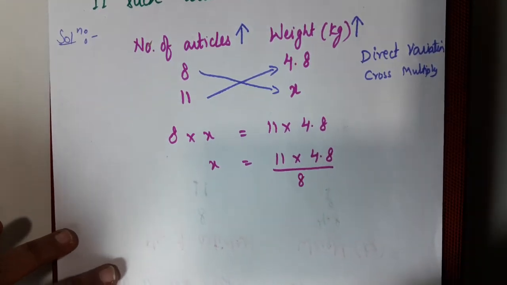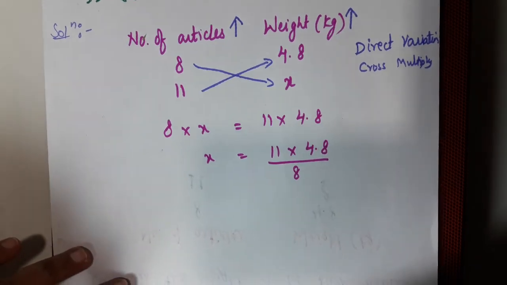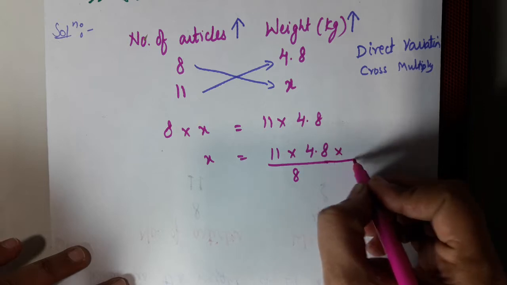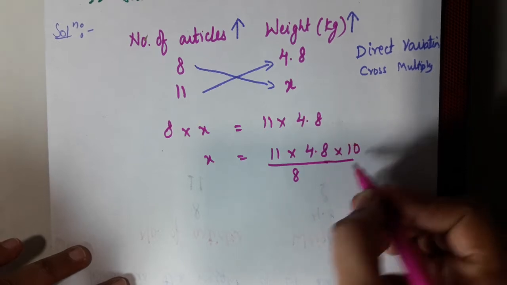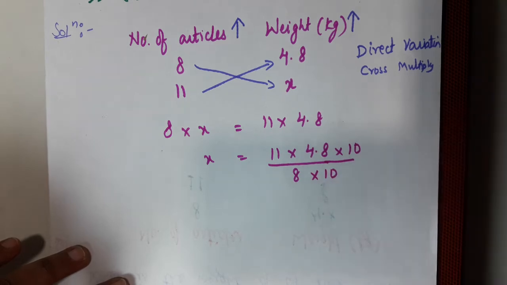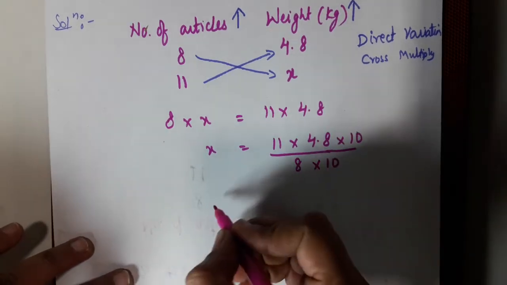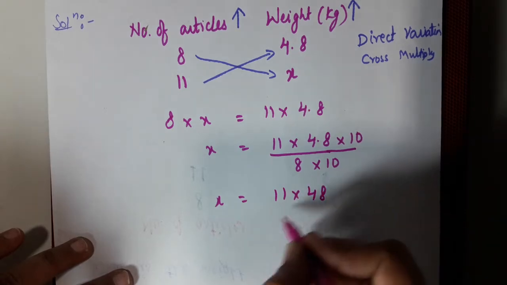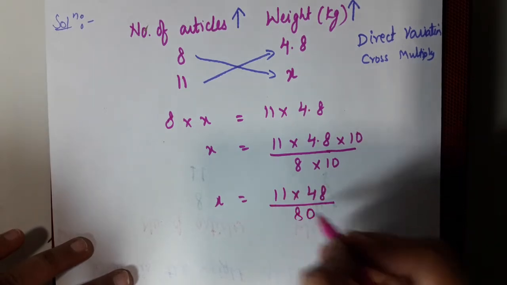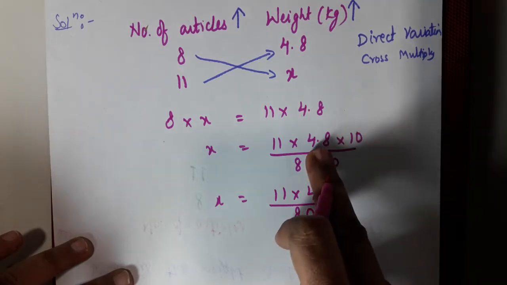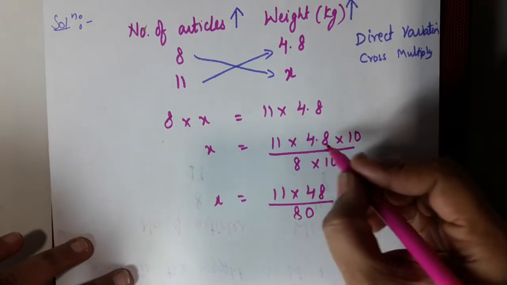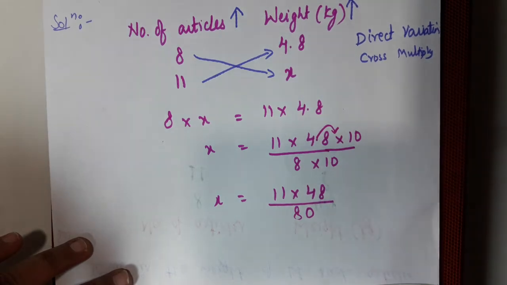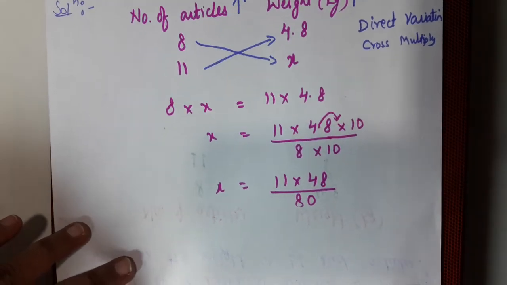You have the decimal point; you can either remove it or keep it. I am removing it. I multiply by 10, and as the numerator is multiplied by 10, the denominator also will be multiplied by 10. So you get 11 into 48 upon 8 into 10, which is 80. As 4.8 is multiplied by 10, the decimal point moves right by 1 place and you get 48. So 11 into 48 upon 80.